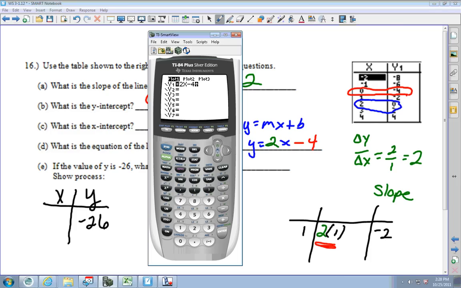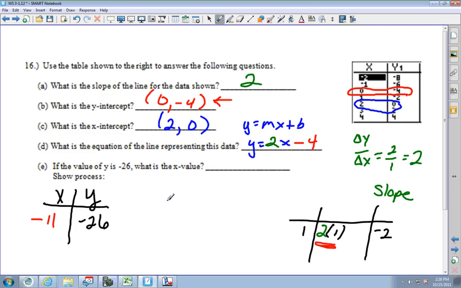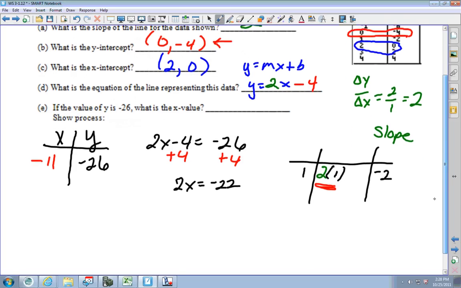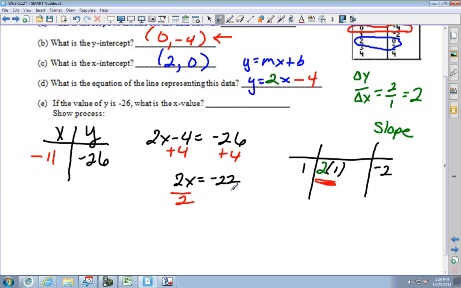Press second graph and look and see where it is negative 26. There it is. It's negative 11. You also can do 2x minus 4 equals negative 26 and solve. We would add 4 to each side. I would get 2x equals negative 22. I would divide by 2. X equals negative 11. And there's where our answer is right there.